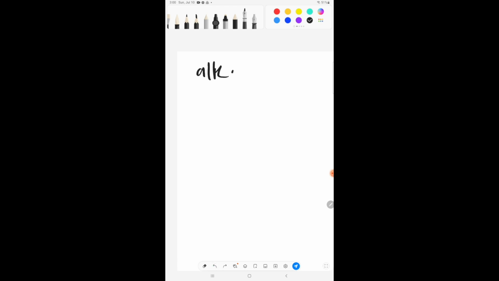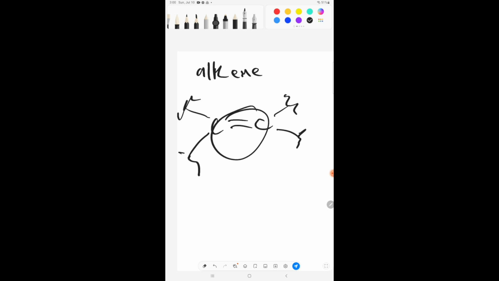An alkene is double bonded carbons, right? This is an alkene. Then we have two other bonds. Doesn't matter what they are. All that matters is that there is a double bond right there. So that's an alkene.